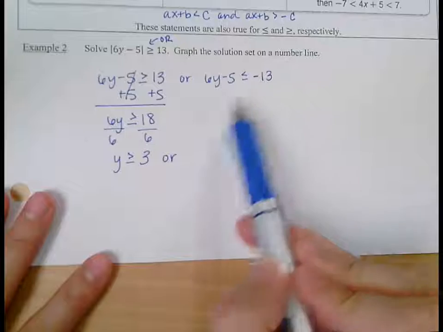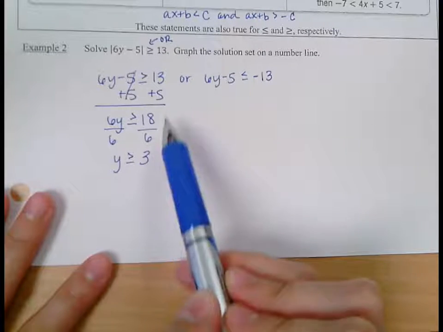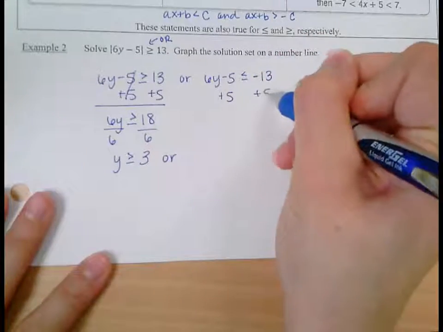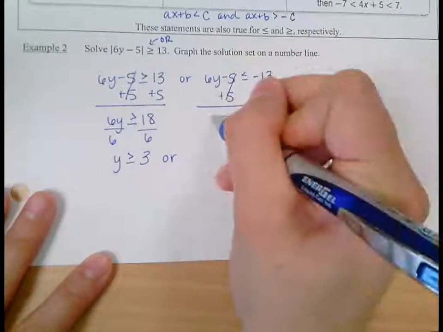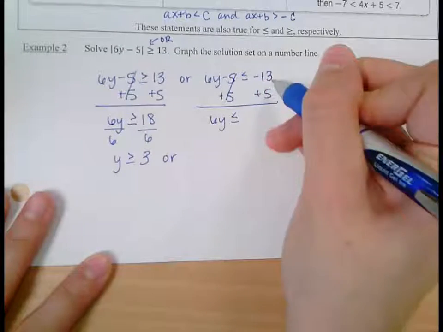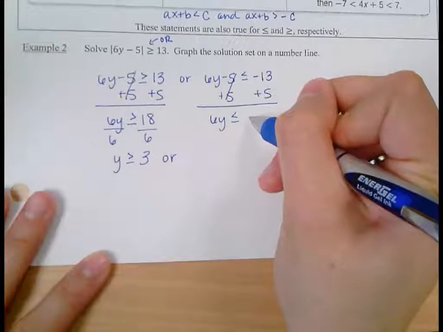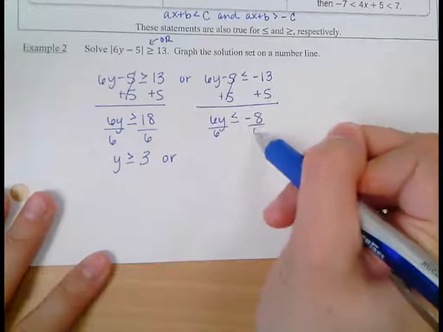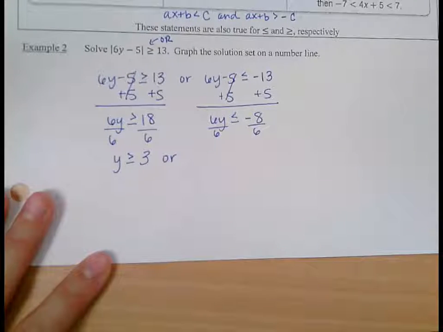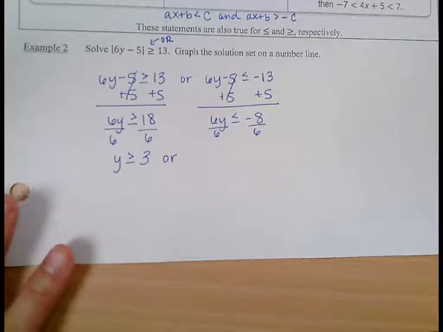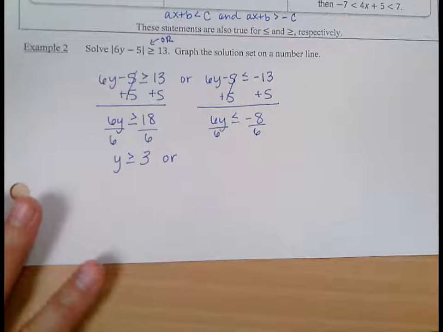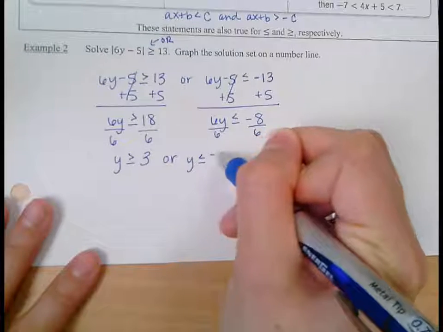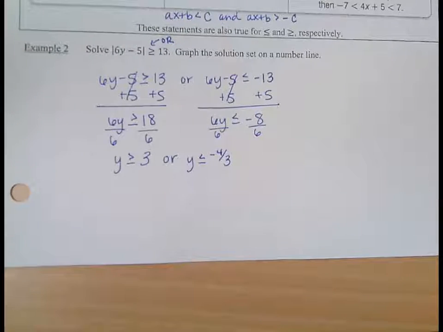The second inequality, I'm going to use the same steps to solve for y. I'm still adding 5 and dividing by 6. I'll just have a different answer. So add 5 to each side. So 6y is less than or equal to negative 13 plus 5 is negative 8. And then divide each side by 6. Now negative 8 divided by 6 is a repeating decimal, so leave it as a fraction, but make sure it's simplified. So that would be negative 4 thirds. So y is less than or equal to negative 4 thirds.